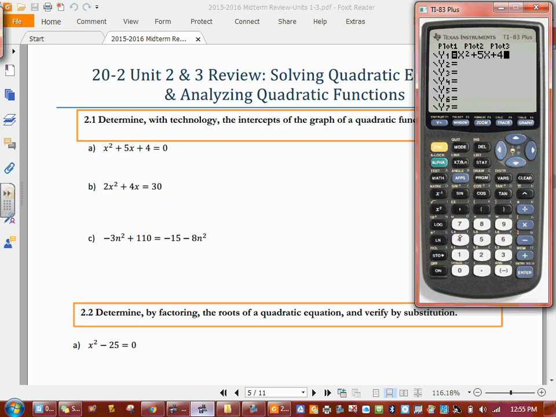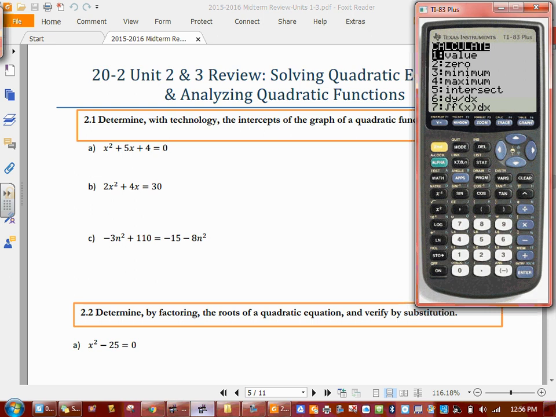The first thing we're looking for is to see if it touches the x-axis. If it does, then that means it has solutions. So I'm going to take my graph. You bet it does. It touches twice. If I want to find out what those x-intercepts are, how do I find them on my calculator? Second trace. And then what do I do?